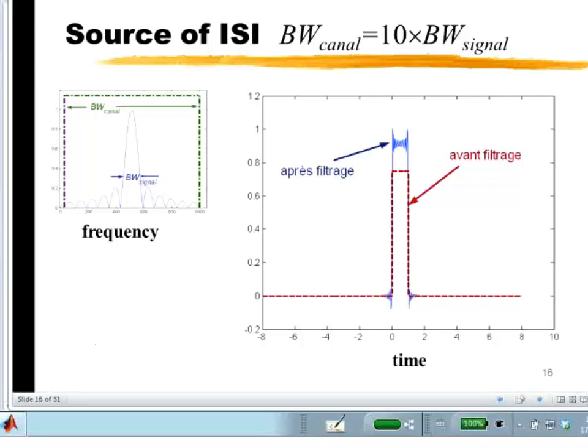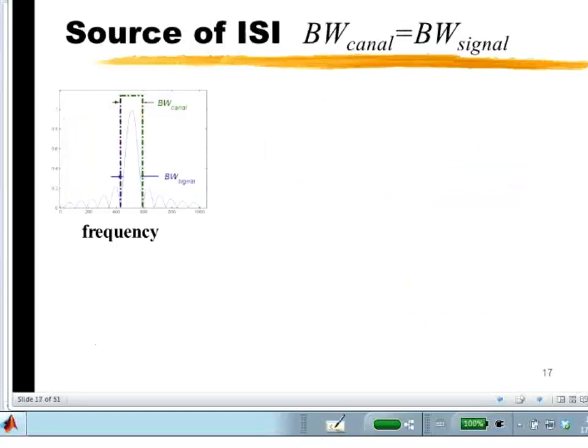And in blue we see the output of the filtering process, and we can see some small ringing at the edges of the signal. When the signal goes to 0, in fact it doesn't go to 0 at the output, there's some blue ringing around 0 that we can see. And this is sort of a stretching of the original pulse, so this time duration is greater. Now what happens if I try to squeeze this signal into a smaller channel?